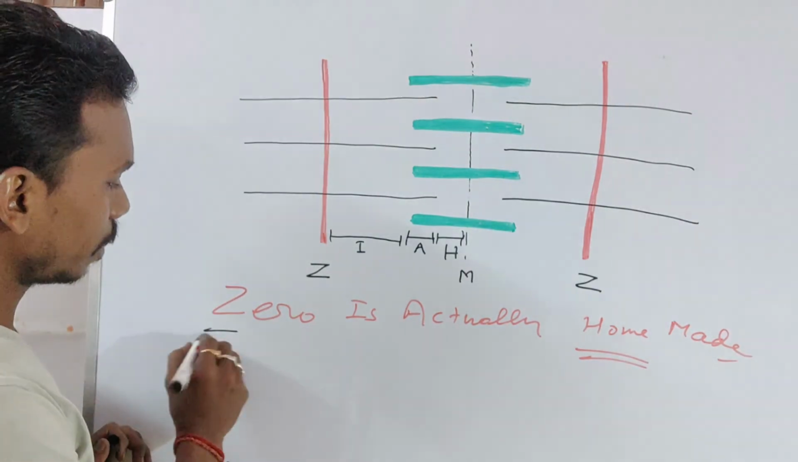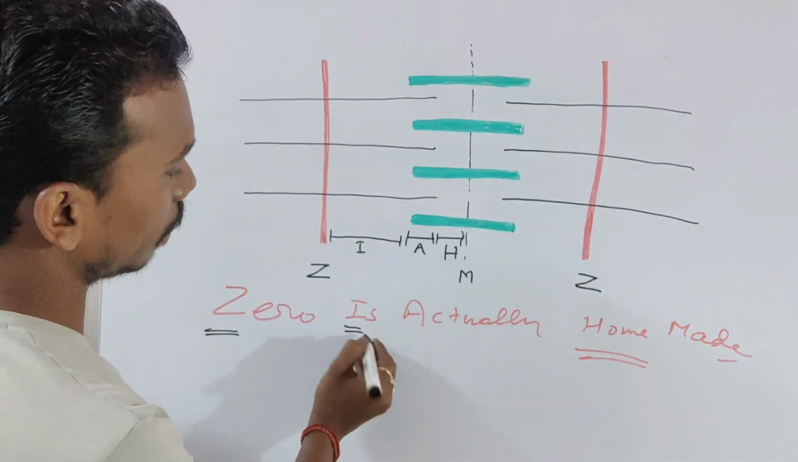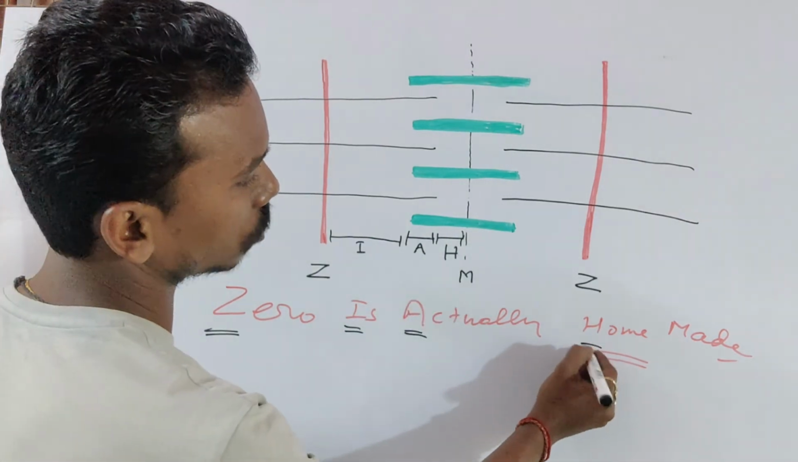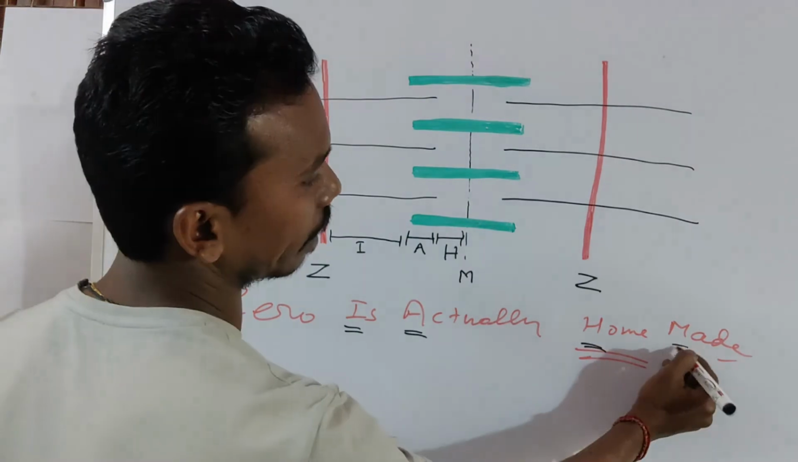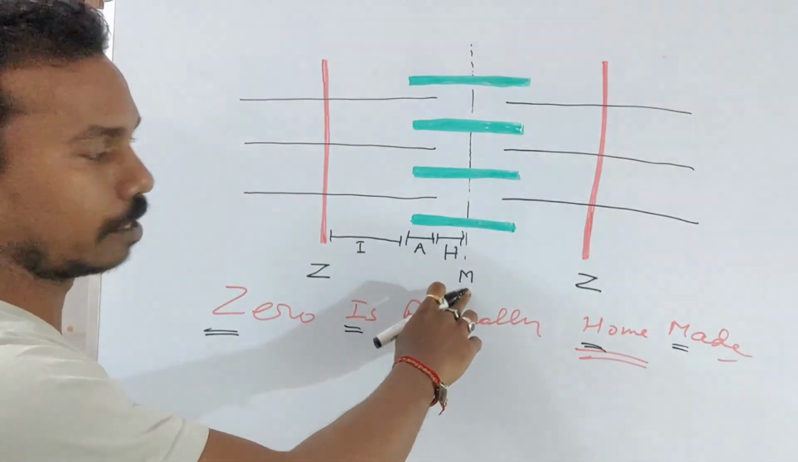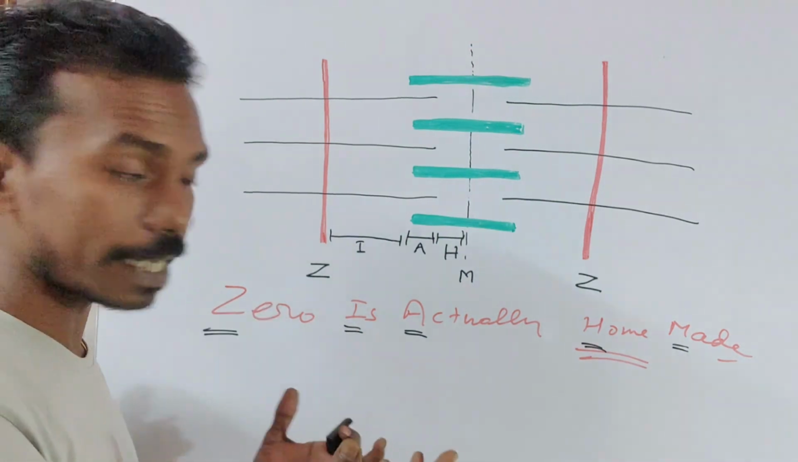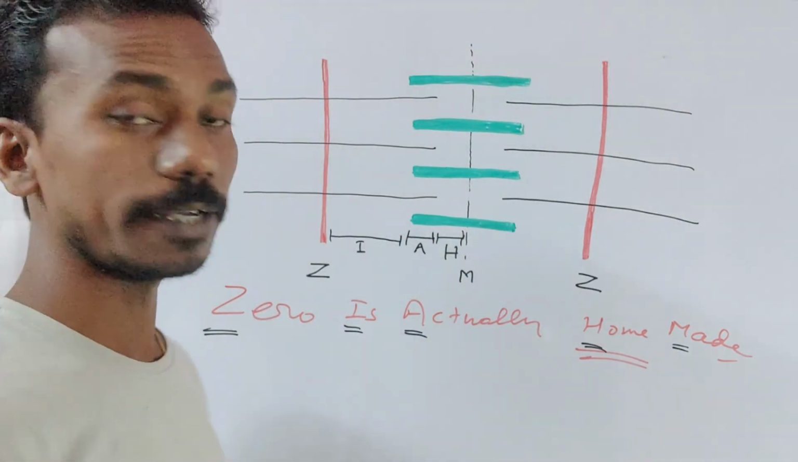So Z stands for the Z line, I stands for the I band, A stands for the A band, H stands for the H band, and M stands for the M line. So this is the sequence, and you will memorize it in a way like 0 is actually home made.